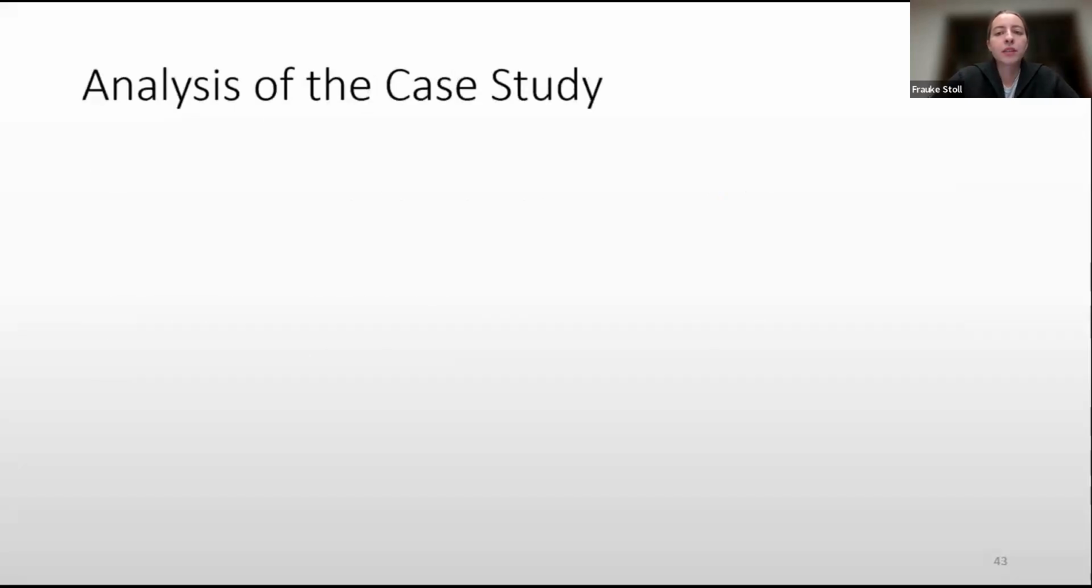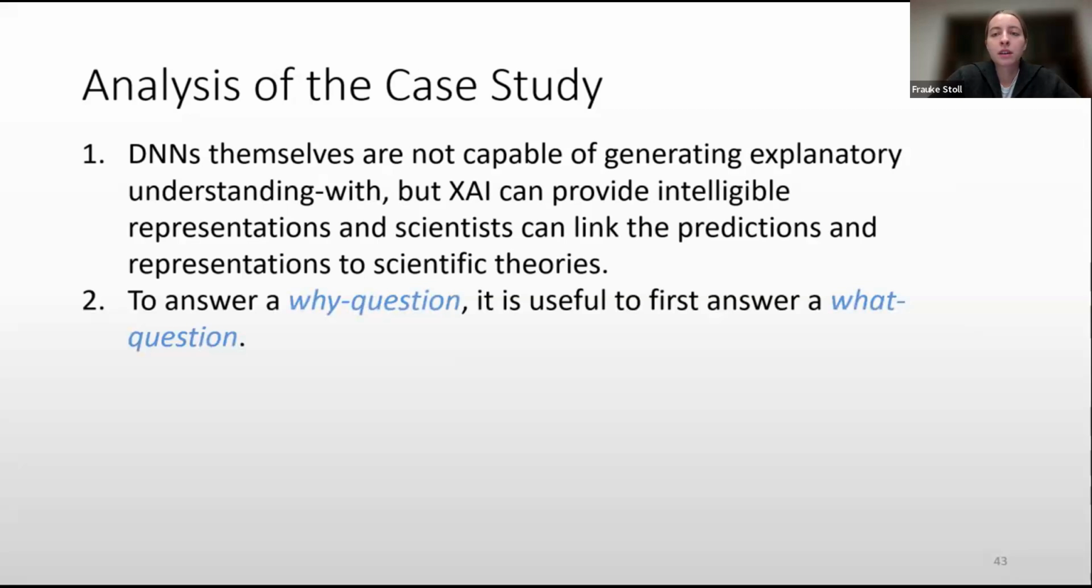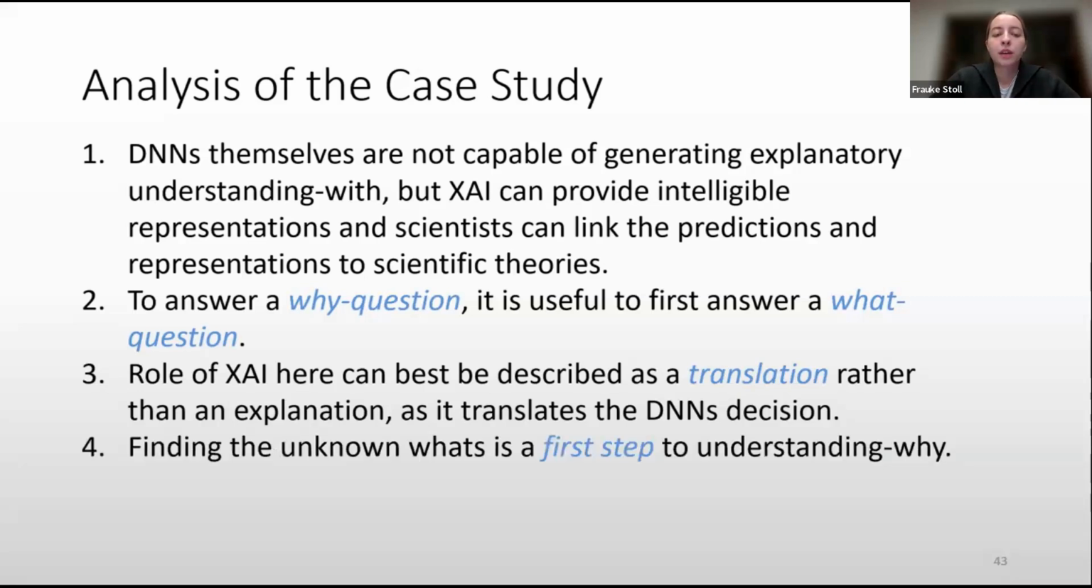And so what we learned from this case study is, for one, that DNNs themselves are not capable of generating explanatory understanding, but XRI methods can provide intelligible representations, and scientists could be able to link the predictions and representations to scientific theories. And so in those cases, to answer an explanatory why question, it is useful to first answer a what question. And the role of XAI here can be best described as a translation rather than an explanation, as it translates the deep neural network's decisions. And finding those unknown whats is a first step to understanding why.